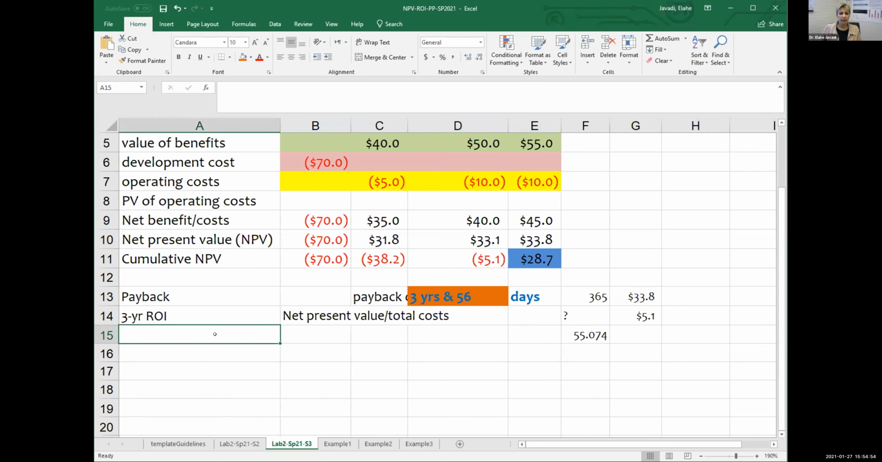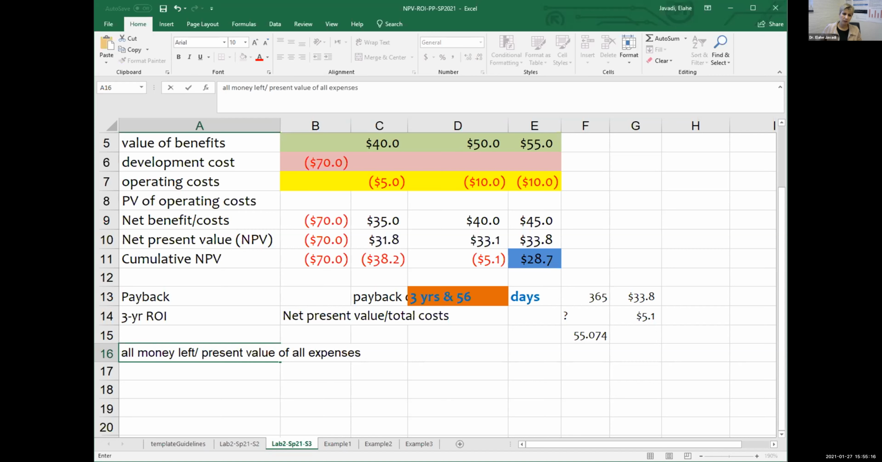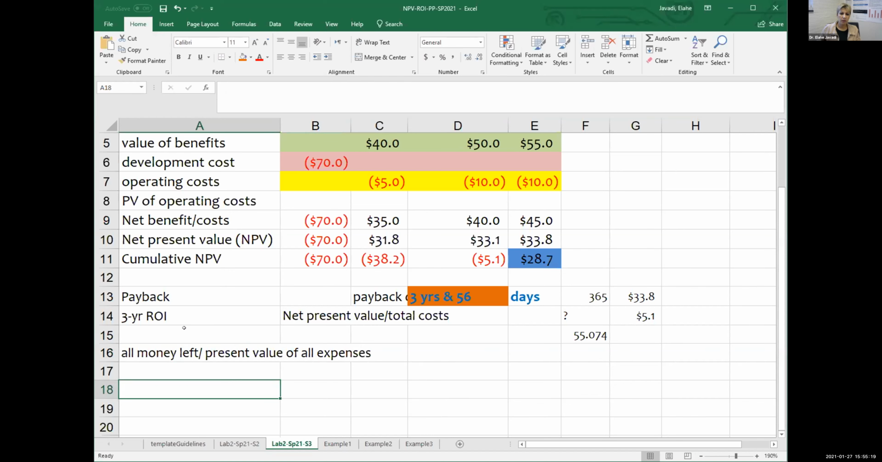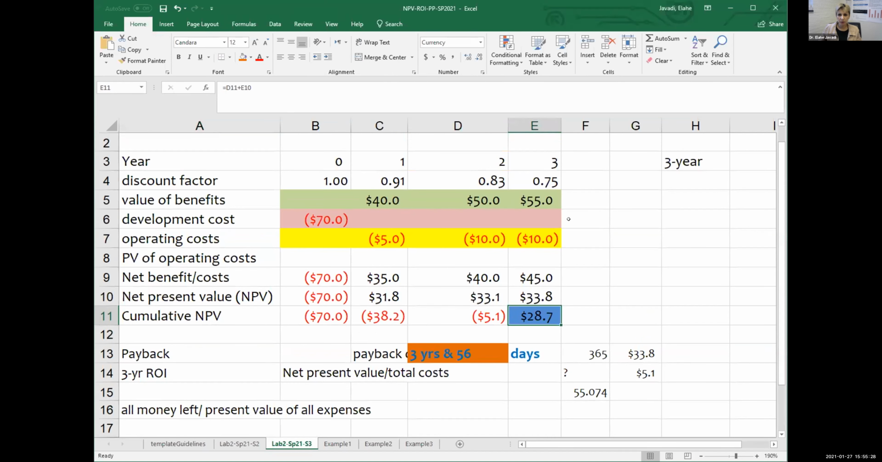Your return on investment. Let me put the description of return on investment in general. So all money left divided by present value of all expenses. So all the money that is left, which is this value, divided by present value of all the costs. So let's do a quick sum of development costs. So we get that out of the way. Obviously the sum is equal to itself.